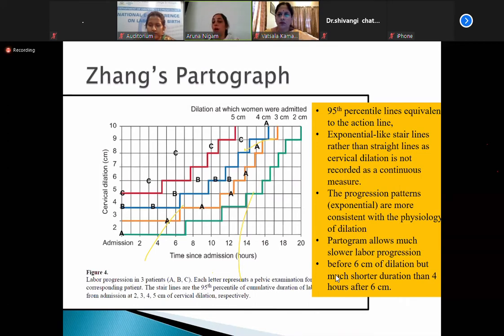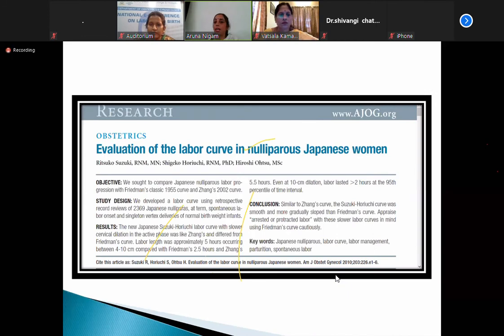The partogram allows much slower labor progression before 6 centimeters of dilatation, but a much shorter duration than 4 hours after 6 centimeters. So again, there was a study in nulliparous Japanese women. It was a prospective study, and they saw that Japanese women have much delayed progression as compared to even Zhang's. This study came in 2010.